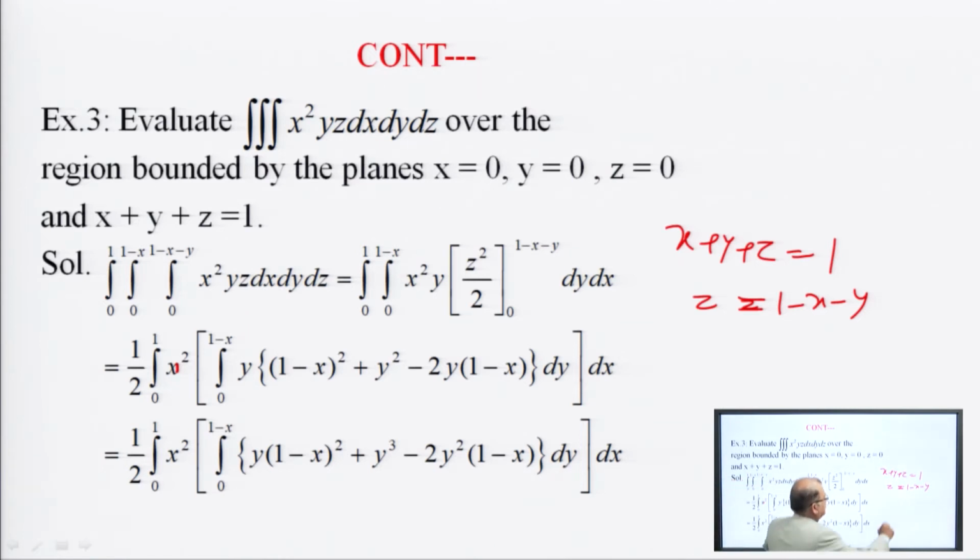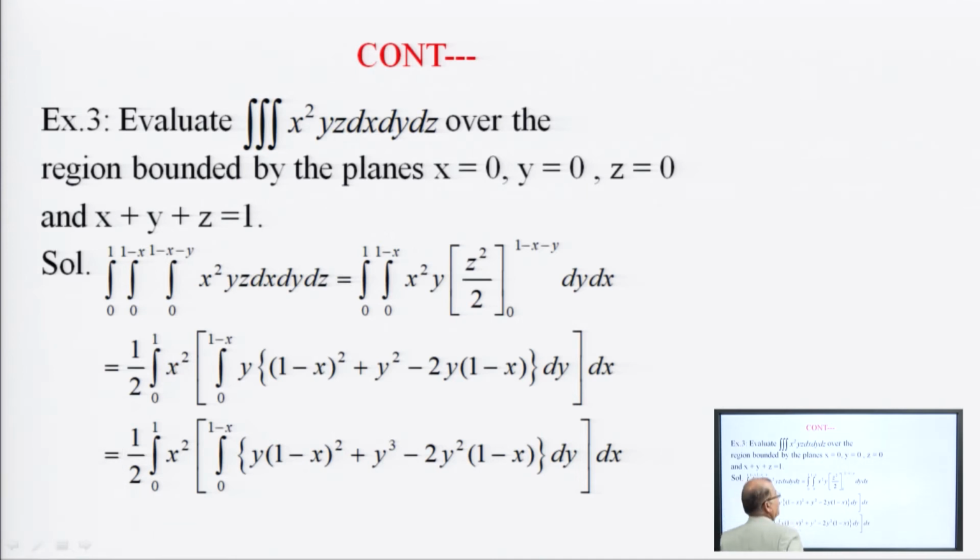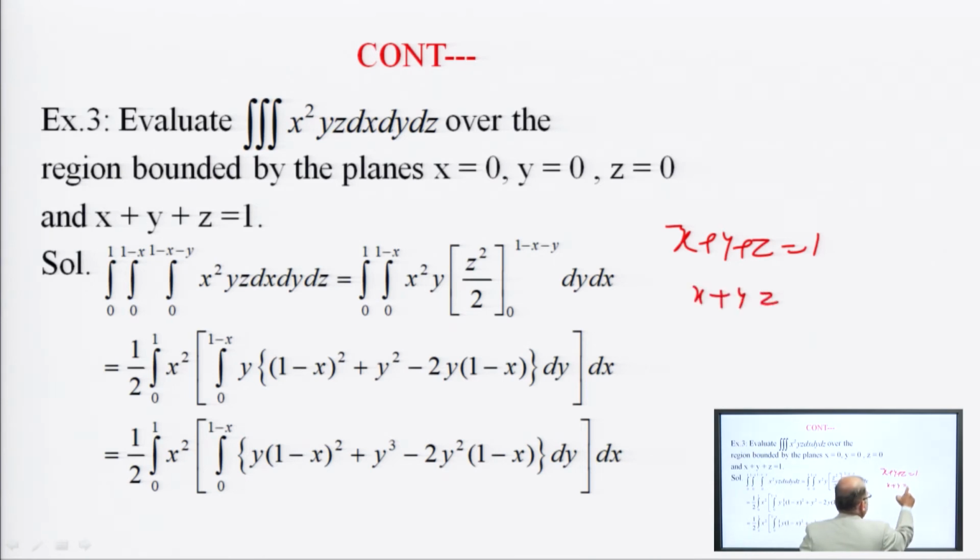We remove z here from x plus y plus z is equal to 1, because we have already chosen the limit of z. We get x plus y is equal to 1, so the value of y is 1 minus x, which means the upper limit of y is equal to 1 minus x.